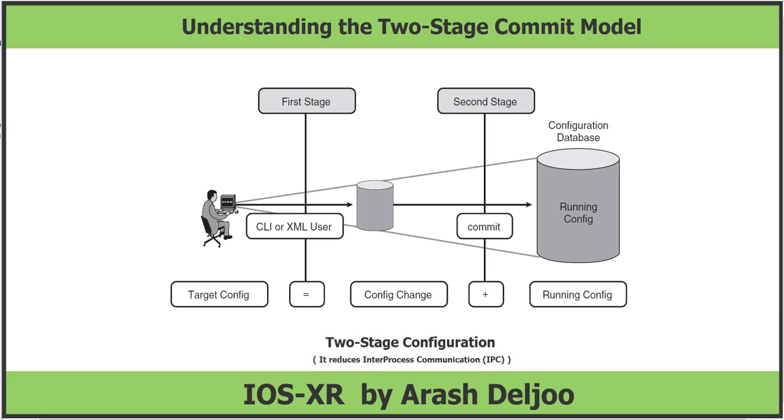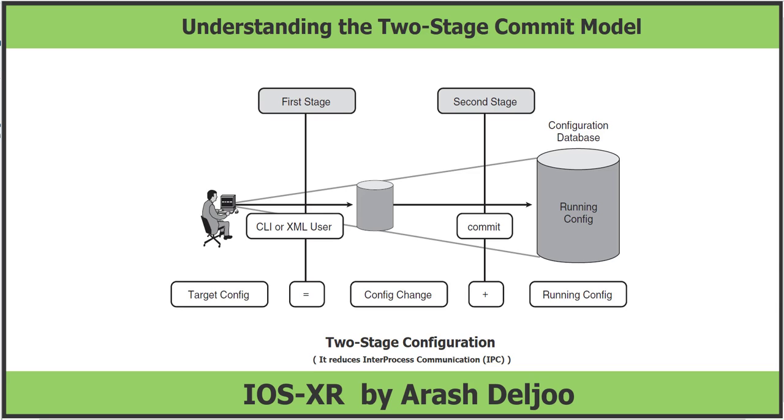But in the two-stage commit model of IOS XR, during the first stage, the user can build a target configuration without affecting the router's running configuration. In this stage, the user can address both syntax and transport errors to ensure that the entire target configuration has entered the router successfully. In the second stage, called the commit stage, the entire target is committed and becomes part of the router running configuration.